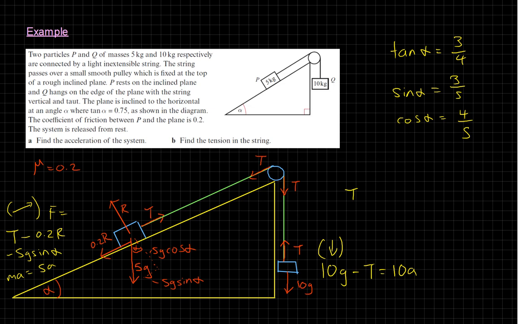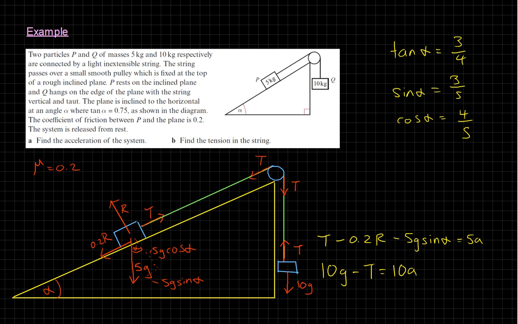Let's just make note of that over here. So we've got T minus 0.2R minus 5g sine alpha, and that's equal to 5a. Let's take a note of that here, and I'll get rid of this little bit. So these are two equations I've now got. The problem now is this R at the moment. I don't know what that is yet, or do I?